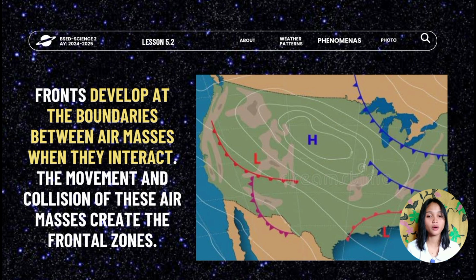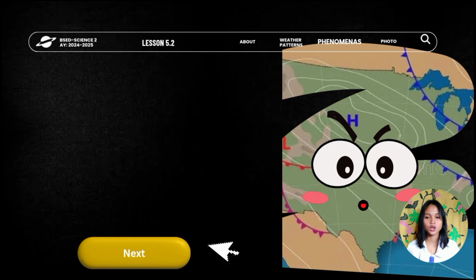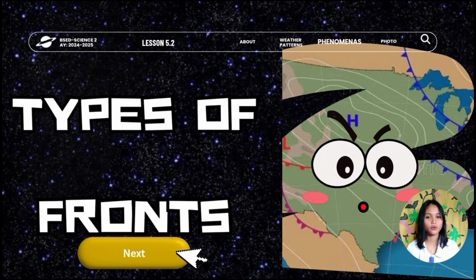Fronts develop at the boundaries between air masses when they interact. The movement and collision of these air masses create the frontal zones. Fronts are classified primarily by the movement of the air masses involved. This means you look at which air mass is advancing and which is retreating. So here's now the breakdown of the four main types.